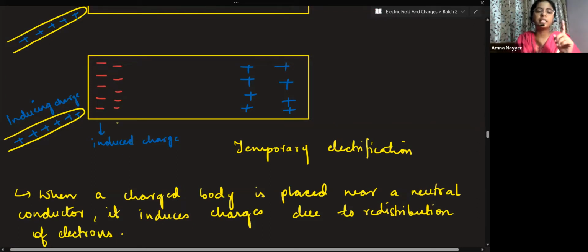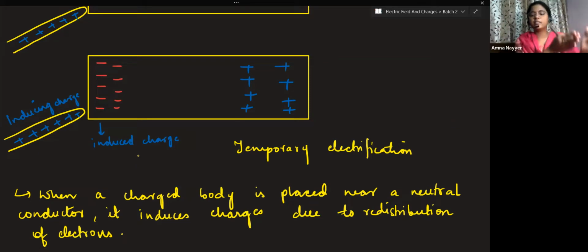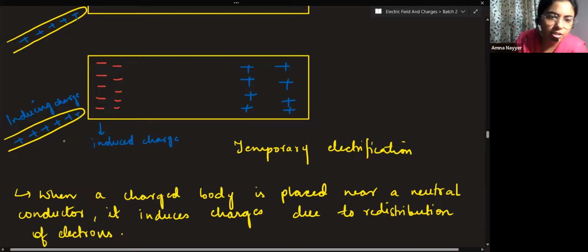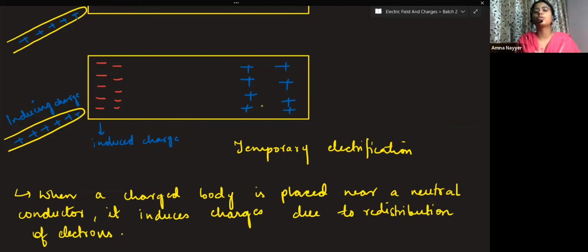So what happens? This is the induced charge. We call these charges which have been separated the induced charge, and the charge through which we have done this induction process we call the inducing charge. We have separated both of these charges: we have kept negative charges together and positive charges together. Had we taken negative charges on this rod, then positive charges would have accumulated on this side and negative charges on the opposite side. This is known as induction, which can also be called temporary electrification. Is this clear?